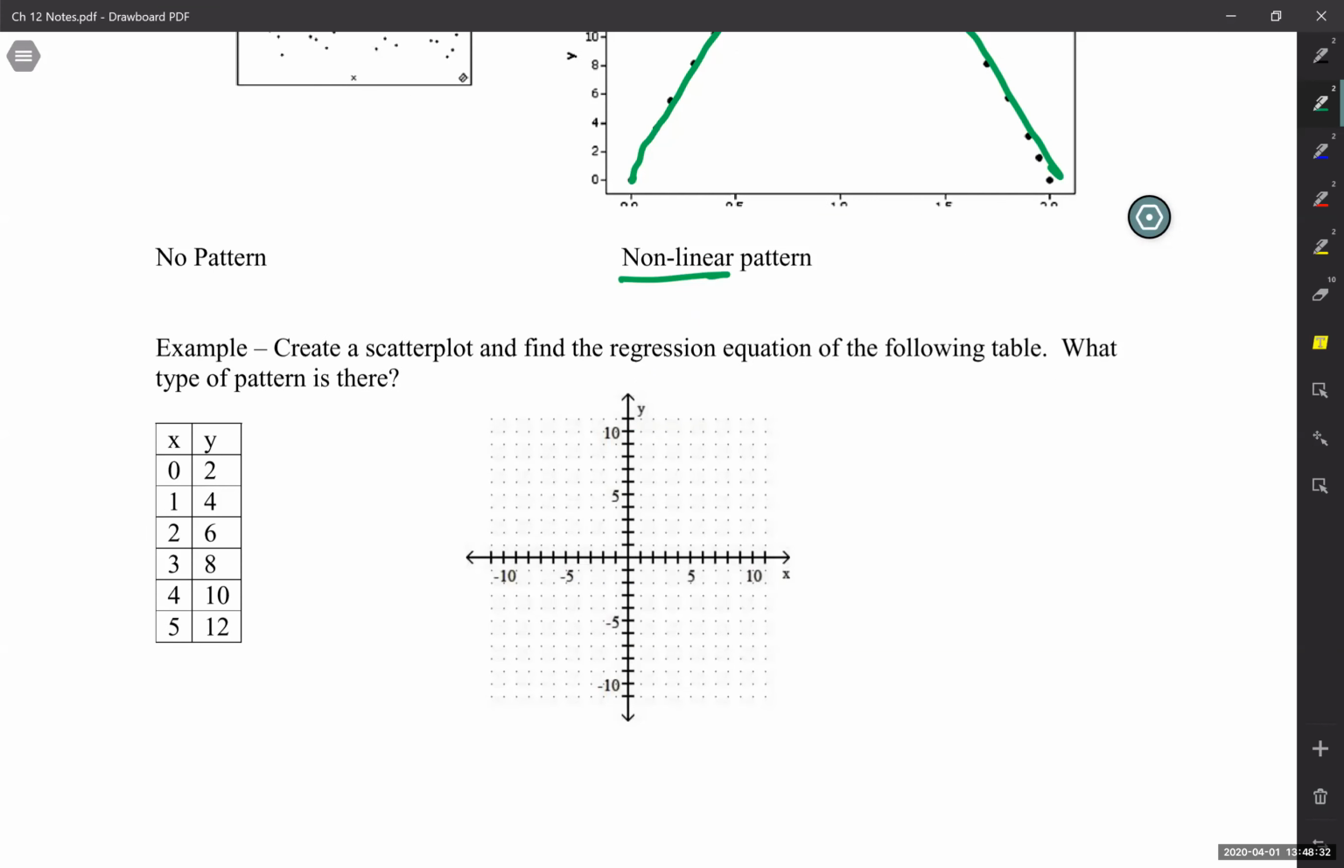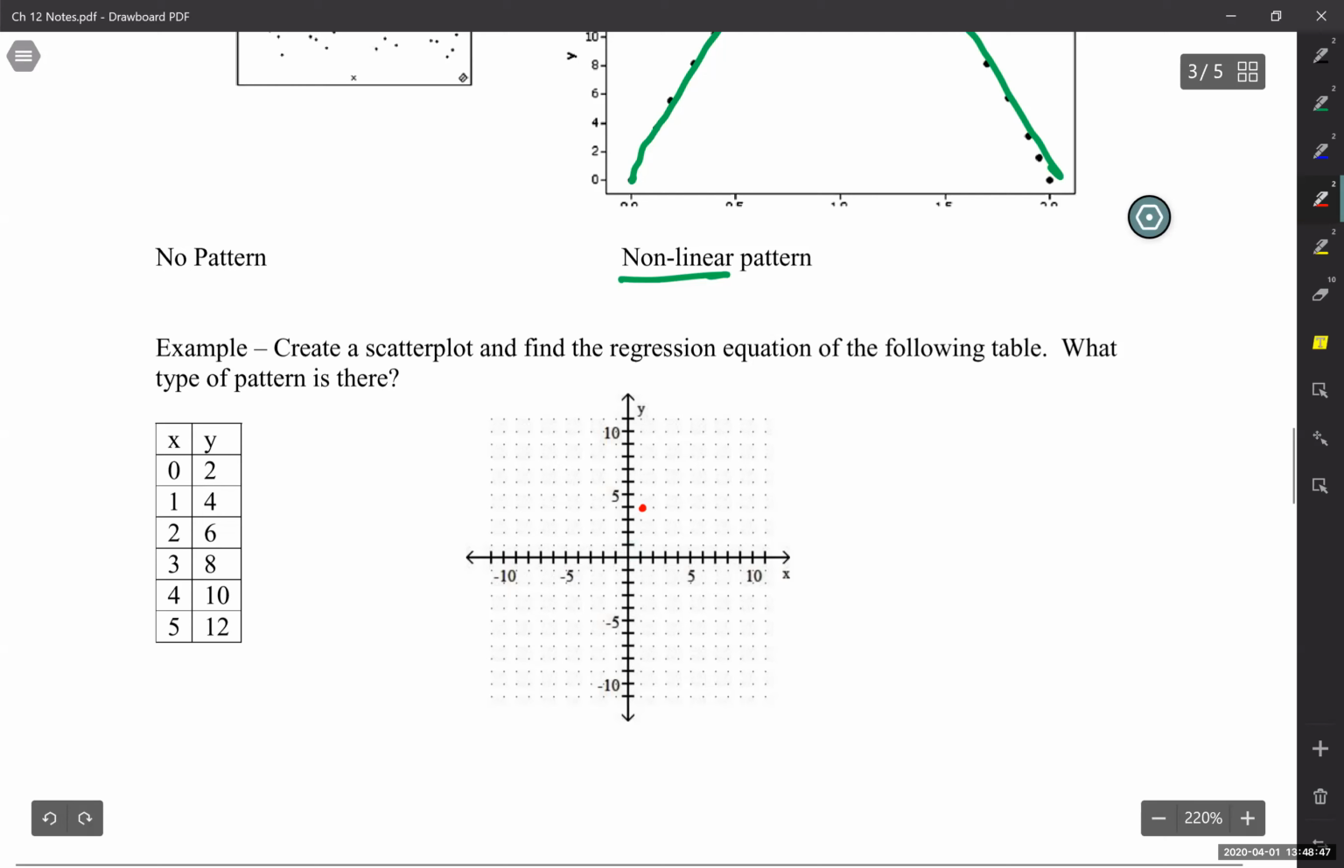But this one says first create a scatter plot. So first I'm going to plot these points. So I have the points 0, 2, 1, 4, 2, 6, 3, 8, 4, 10, and then 5, 12. 12 goes off the picture, but we get the point.